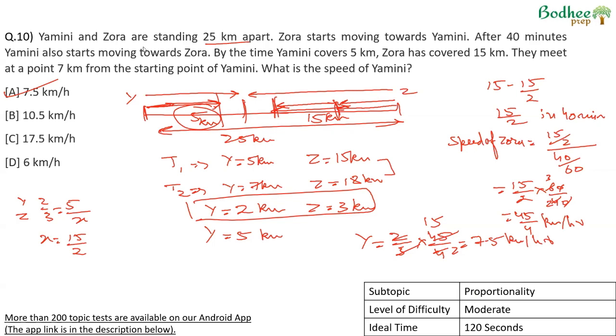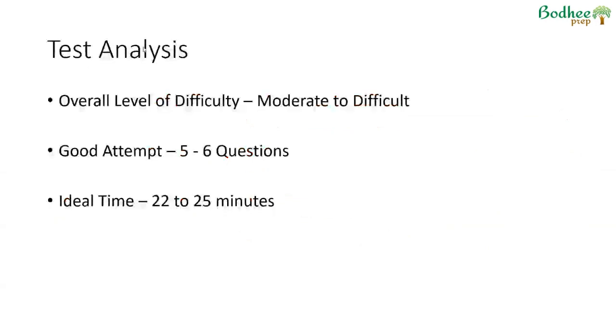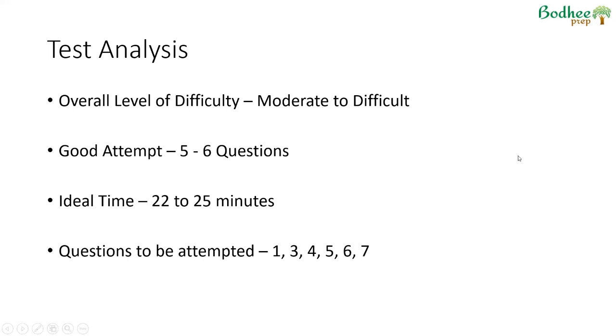If you look at the overall paper or the test, as I said, the overall level of difficulty for me was moderate to difficult, and in this test, 5 to 6 questions will definitely give you a 90 to 95 percentile net correct. If I had to choose these 5 or 6 questions, my choice would be 1, 3, 4, 5, 6, 7. Which are these?